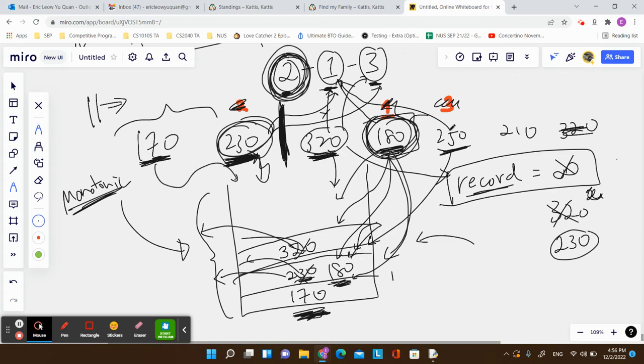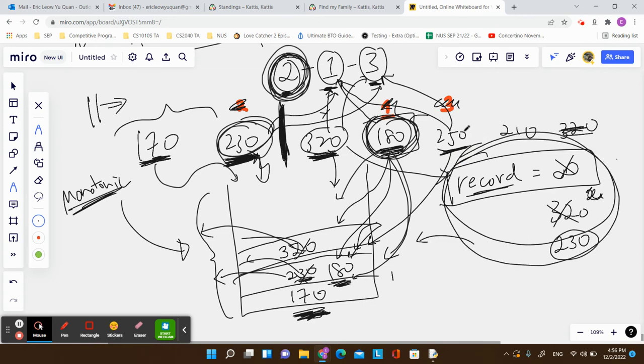Now I ask myself, can 250 be a third candidate? Yes, it can be, right? Because the record now is 230. And remember, the record stores the smallest possible height of the second candidate, and 250 is taller than 230. Therefore, 250 can be a possible third candidate, and then I can just terminate my algorithm and say, yes, there is a 213 pattern inside this sequence.